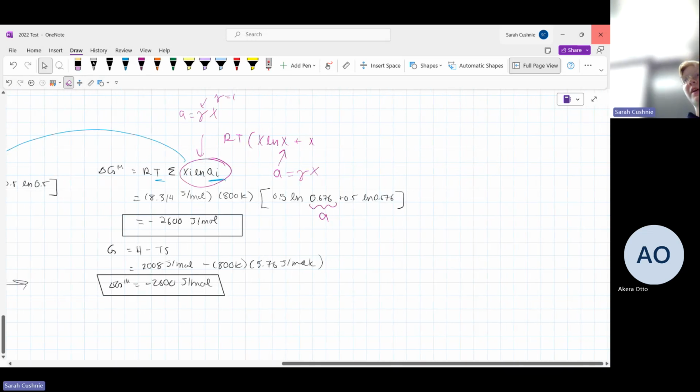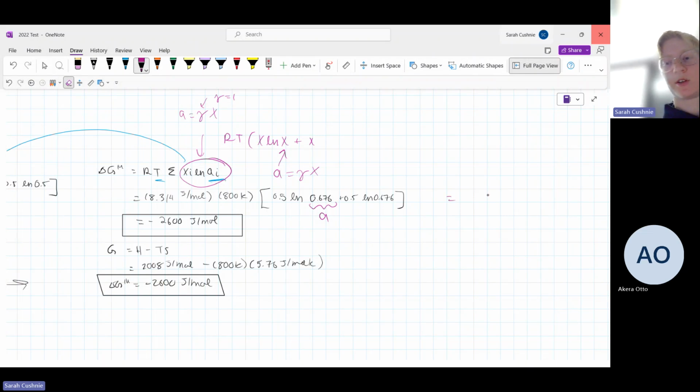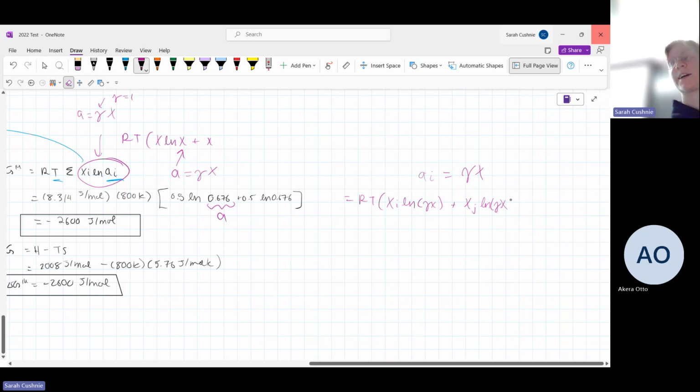If you didn't want to, we calculated activity at the start because I just wanted to get it out of the way. Another way you could have written this would be equal to RT, and then X_i ln, instead of the activity of i, we could have said the activity of i is equal to gamma times X. We could write ln gamma X plus X_j ln gamma X. Is that kind of what you were asking?